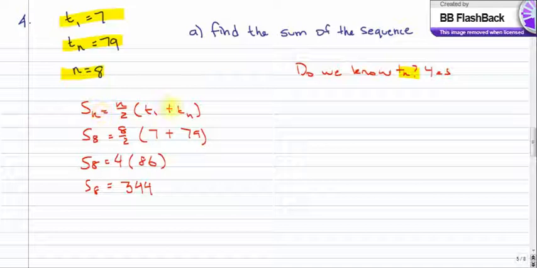So let's fill in the information here. We know that it's 8 terms, so 8 will go in those two corresponding regions. We know the first term, that's 7. We know the last term, that's 79. And then we just solve for the equation. So let's do what's in the brackets first. 7 plus 79 gives us 86. And 8 over 2 gives us 4. 4 times 86 gives a final answer of 344.